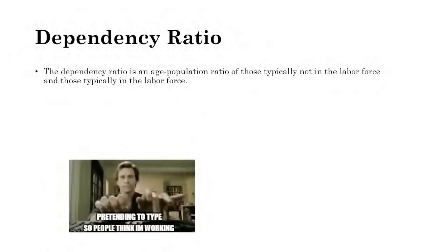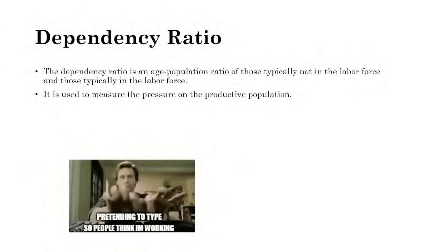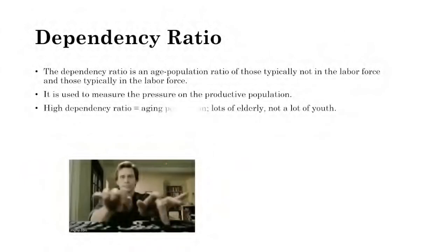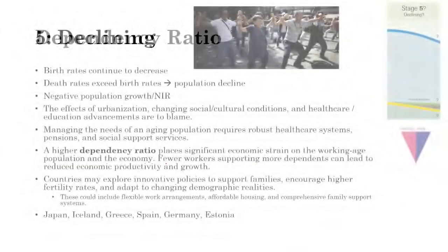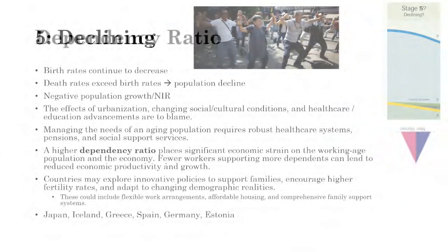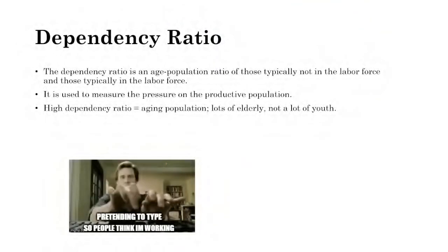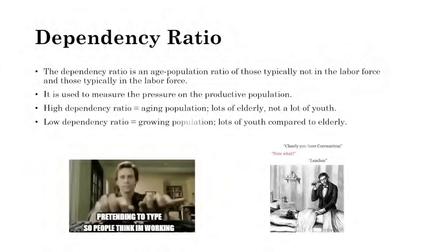So the dependency ratio is the age-population ratio for those not in the workforce and those typically in the labor force. It's used to measure the productive population. If you have a high dependency ratio, you see an aging population here. High dependency ratio puts an economic strain on the working age population. That means we have a lot of elderly, not a lot of youth, so the youth have a lot to do to make up for the fact that they're losing a lot of workers.